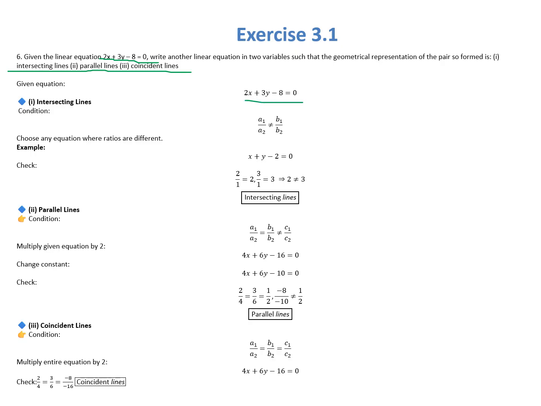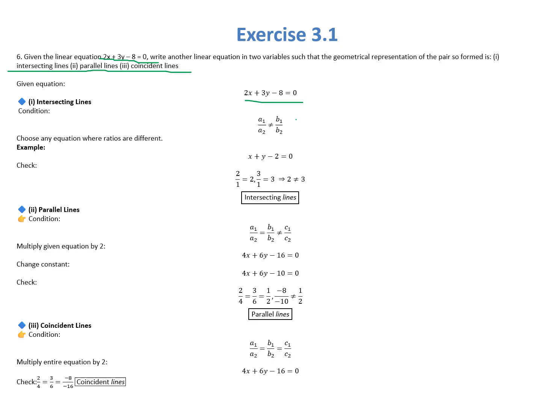For intersecting lines, we know that a1 by a2 is not equal to b1 by b2. So we can create any equation wherein the x and y coefficients satisfy a1 by a2 not equal to b1 by b2. That's simple, you can take any one. I have taken, for convenience, x plus y minus 2 is equal to 0, because when we compare x plus y minus 2 is equal to 0 with 2x plus 3y minus 8 is equal to 0, in this case a1 by a2 is not equal to b1 by b2. So typically we can use any such equation, because if we have to form a consistent pair of equations, then a1 by a2 should not be equal to b1 by b2.